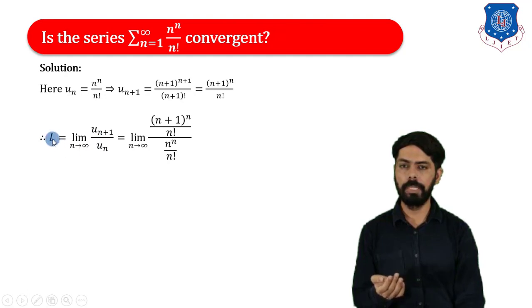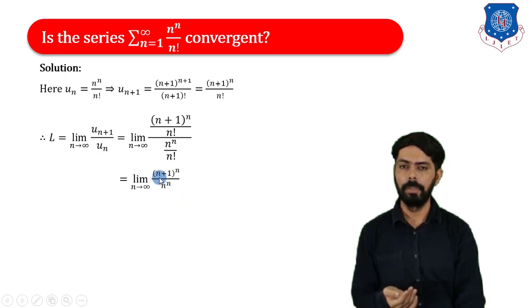Now we will have to find capital L, which is given by limit n tends to infinite un plus 1 divided by un, that is equal to limit n tends to infinite. What is un plus 1? It is n plus 1 raised to n divided by n factorial whole divided by un, and what is un? It is n raised to n divided by n factorial. So if we simplify this, then it will be limit n tends to infinite n plus 1 raised to n divided by n raised to n, because n factorial cancel out.